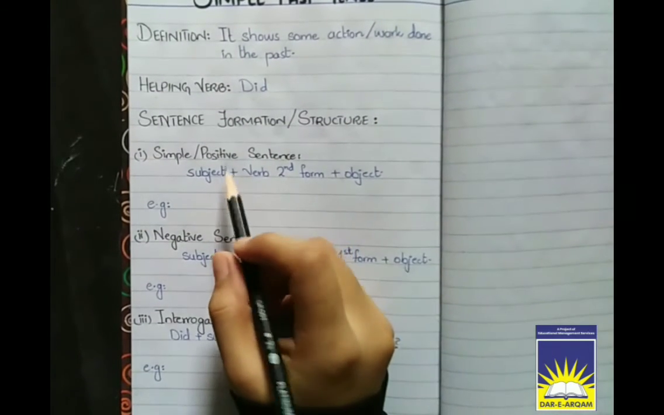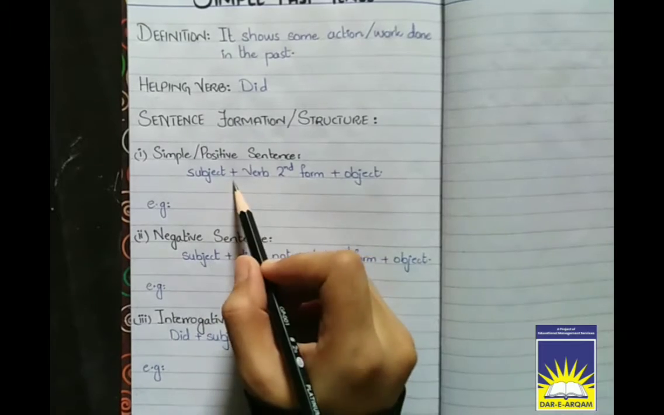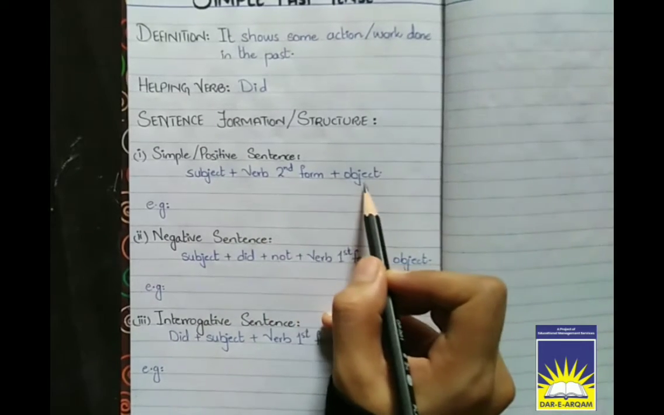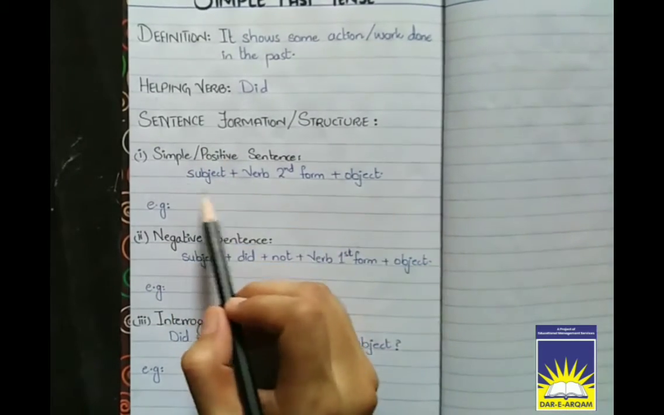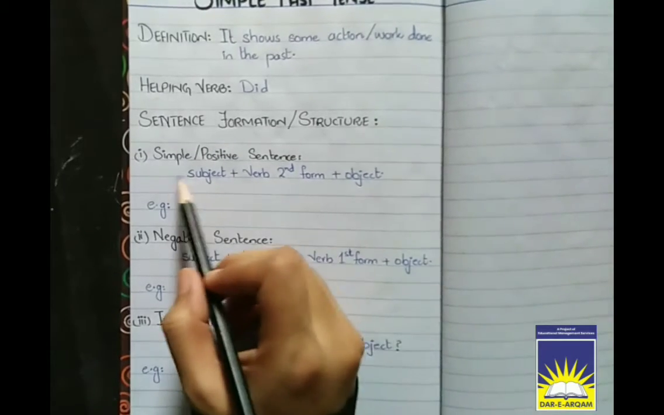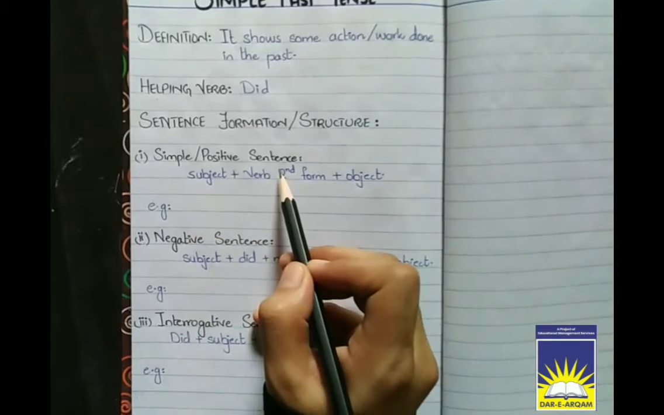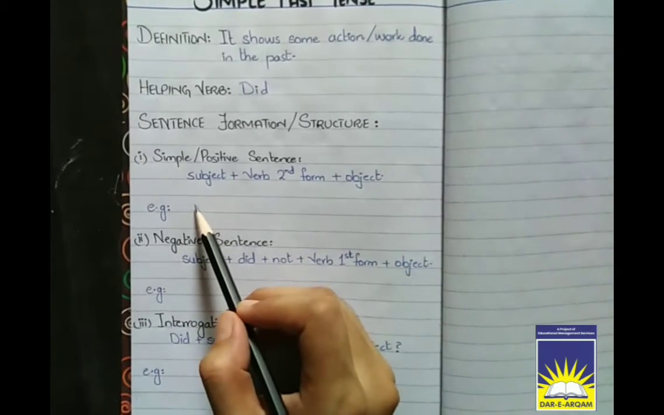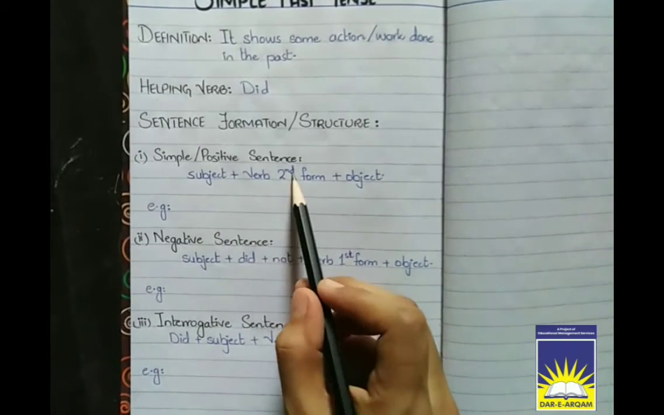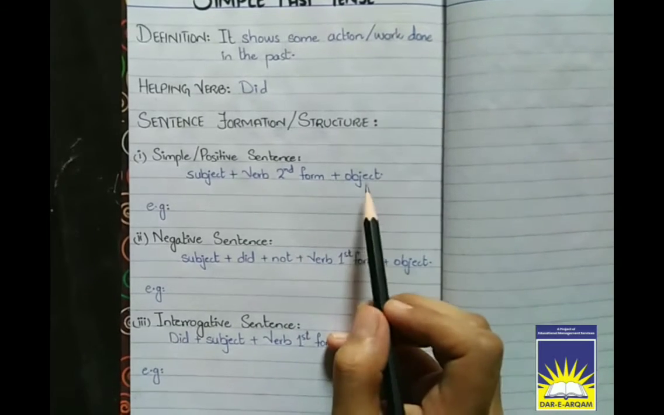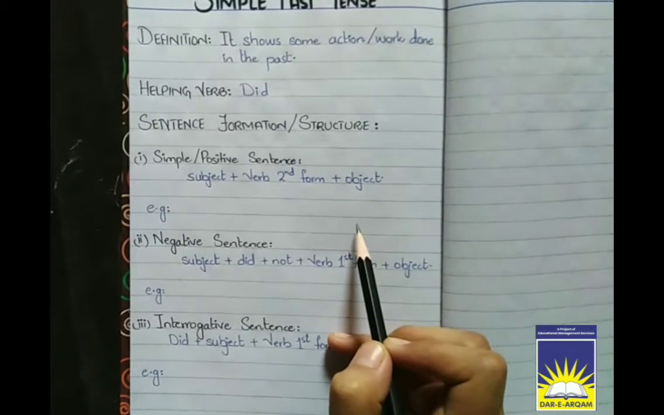इनका सेंटेंस स्ट्रक्चर क्या होता है? सब्जेक्ट प्लस वर्ब सेकंड फॉर्म प्लस ऑब्जेक्ट। इट मीन्स कि जब हम सेंटेंस बनाएंगे तो हमारा सेंटेंस इस स्ट्रक्चर पे बेस होगा कि हमारे सिंपल पॉजिटिव सेंटेंस के अंदर फर्स्ट हमारा सब्जेक्ट होगा, देन वी विल राइट द सेकंड वर्ब फॉर्म एंड in the last we will write the object.